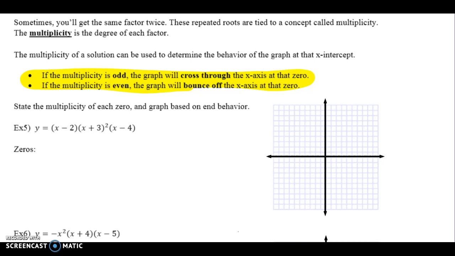So they say like this, like x plus 3 to the third. So that would just cross right through. When it's even is when it bounces. So when it's squared, or if it's to the 4th power, that's when it's going to bounce. So on this, we'll do this example together.